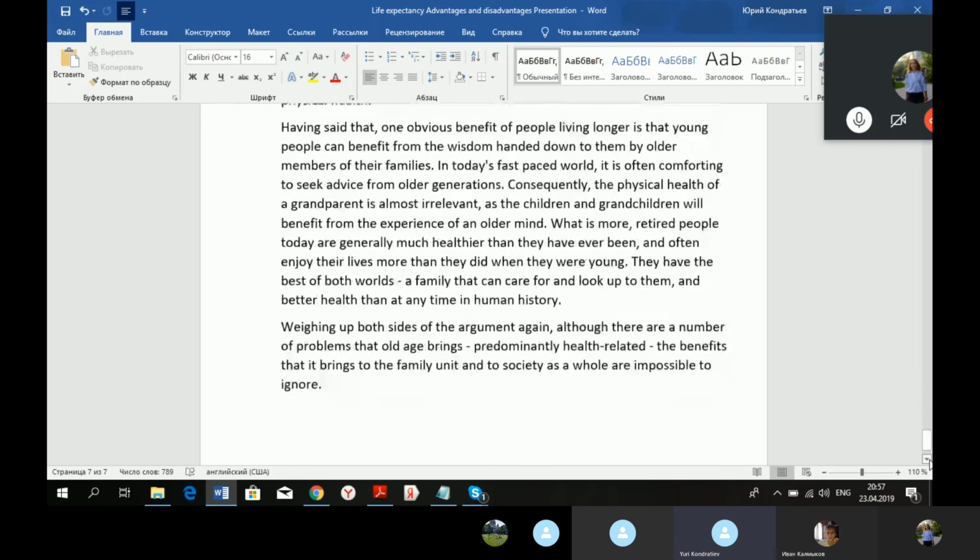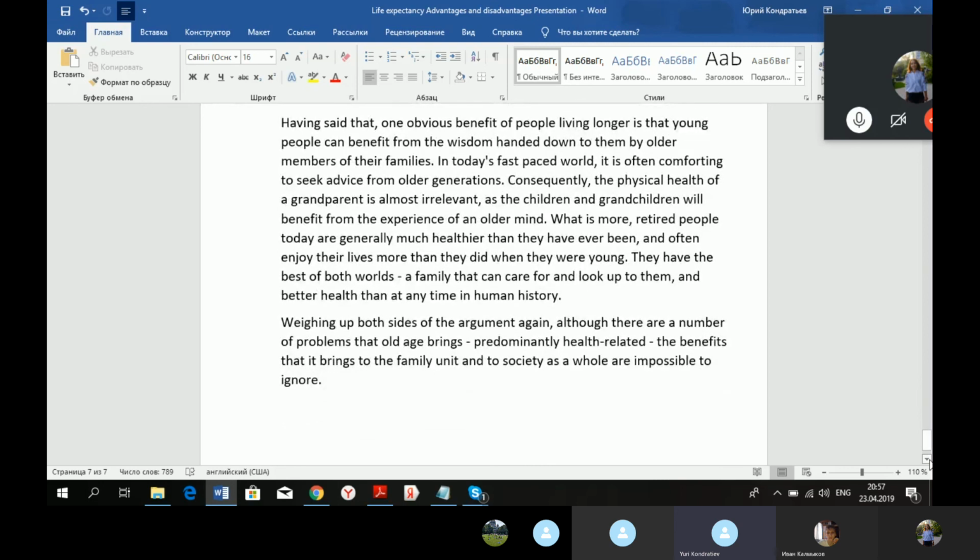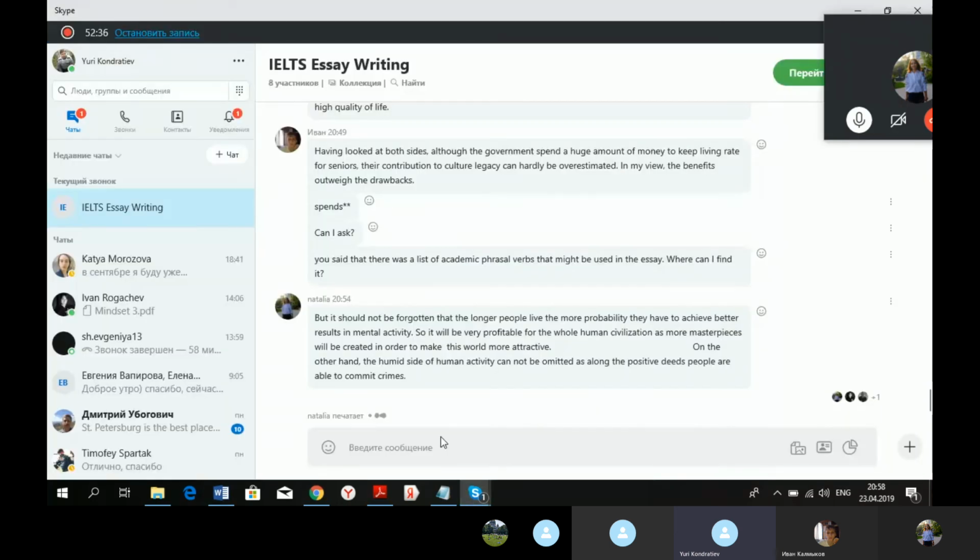Weighing up both sides of the argument again, although there are a number of problems that old age brings, predominantly health related, the benefits that it brings to the family unit and to society as a whole are impossible to ignore. Okay, so that was the essay. I will stop the recording here.